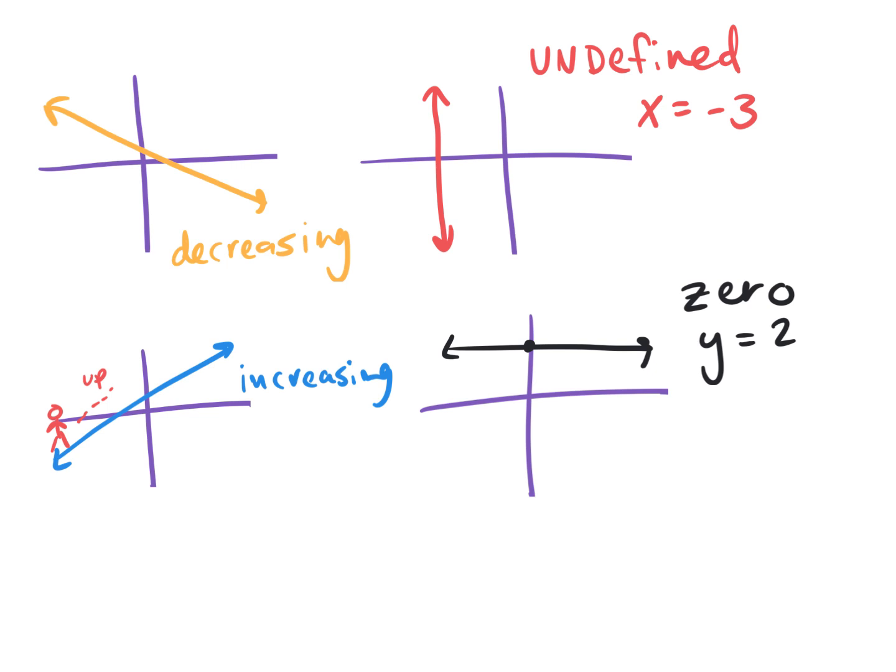One way that you can remember which one's which, because people sometimes get undefined and 0 confused, is undefined: think about the n going straight up and down. 0 on the z, it goes horizontal. Awesome.